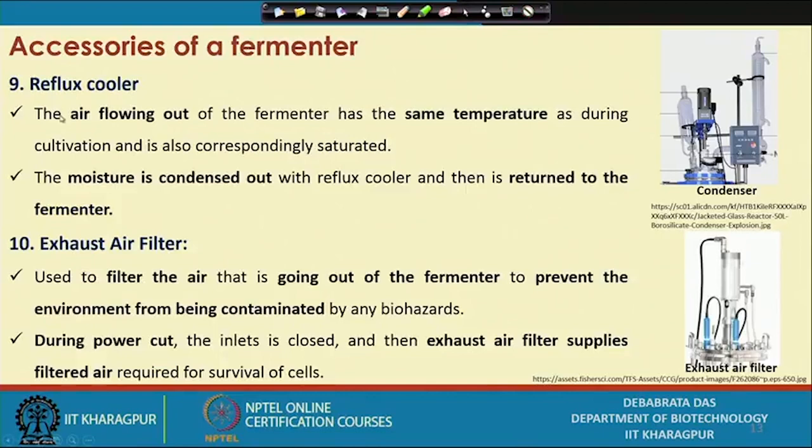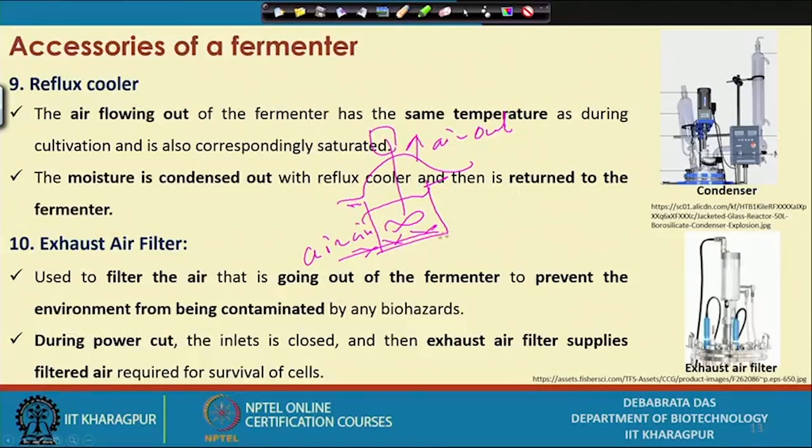Then we have the reflux cooler. I told you why the reflux cooler is there, and we should understand it. This is a fermenter, and we are sparging air. We are passing air in, and this is the air out. When you sparge, your air is unsaturated, but after passing through the fermenter it becomes saturated, taking moisture from the fermenter. If you allow the air to go out like this, you will find that with respect to time, the liquid volume of the fermenter keeps decreasing.